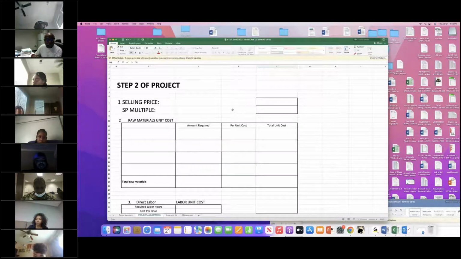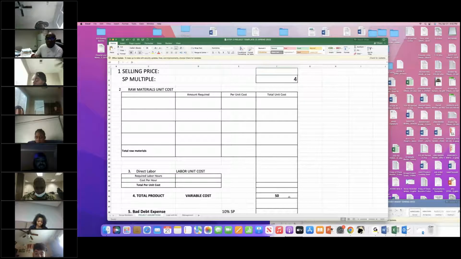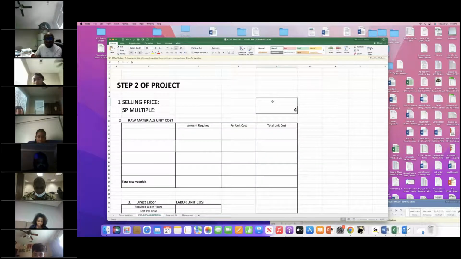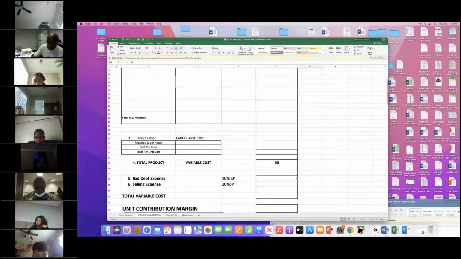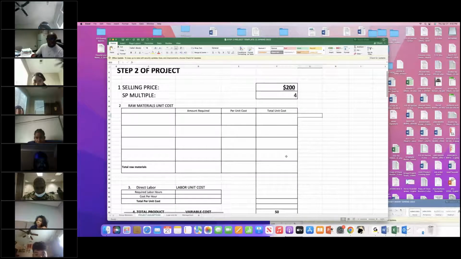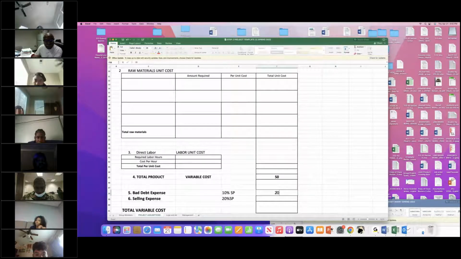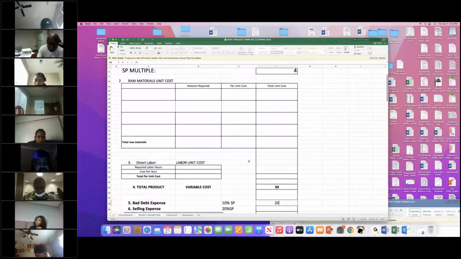It's 200. Okay. So this is the first thing you got to do. Then you're going to have a bad debt expense of 10% of the selling price. That's going to be 20. This is in Blackboard, just put it there on the assignments. And then your selling expense is going to be 20%, so 40.